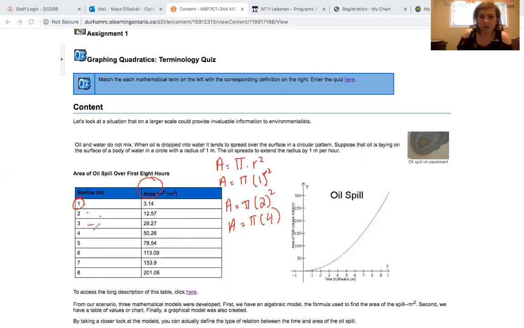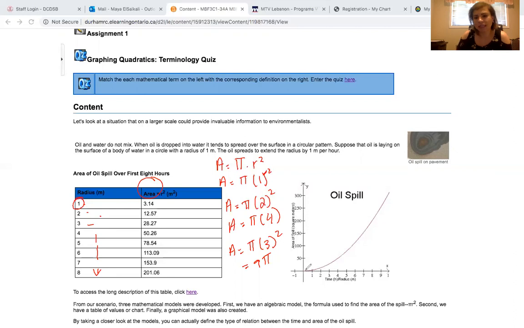Then we're going to go to the third one. We have area equals pi times 3 squared. You do 3 squared first, so that's 9. 9 times pi, or pi times 9, doesn't matter, is going to be 28.27, and so on and so forth. You're going to continue until you get the first 8 hours. So what we did here is find the area, and then this is the graph.